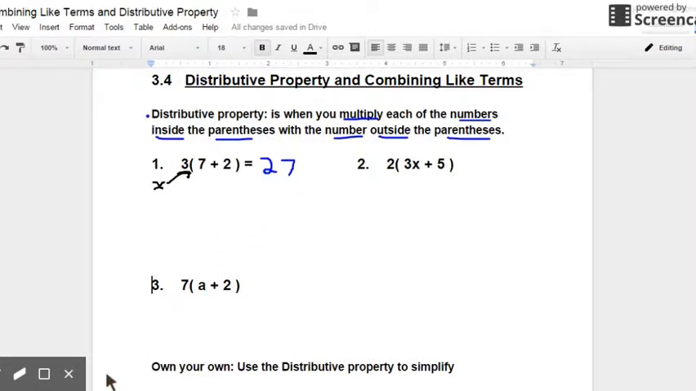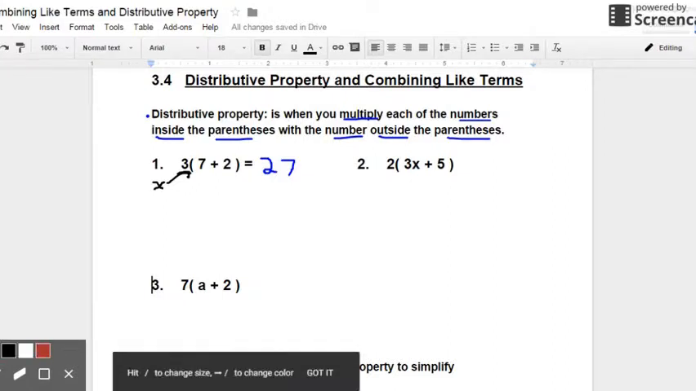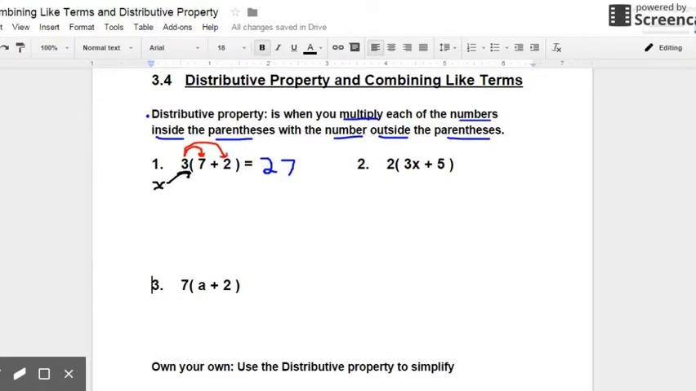Well, what the distributive property tells us is that we can take this outside number and multiply it by both the 7 and multiply 3 times the 2, and that should give us the same answer. That should still give us 27. So let's take a look and see how this works. I'll give it a try. 3 times 7, I get 21. You're going to bring down the sign that's in the middle.